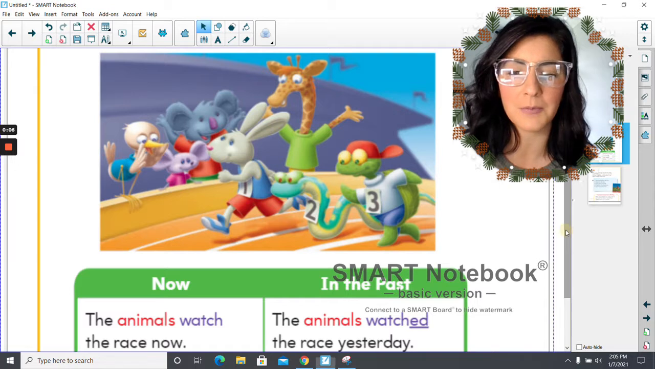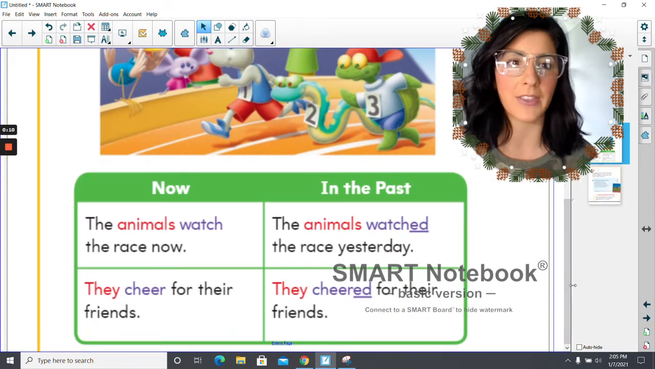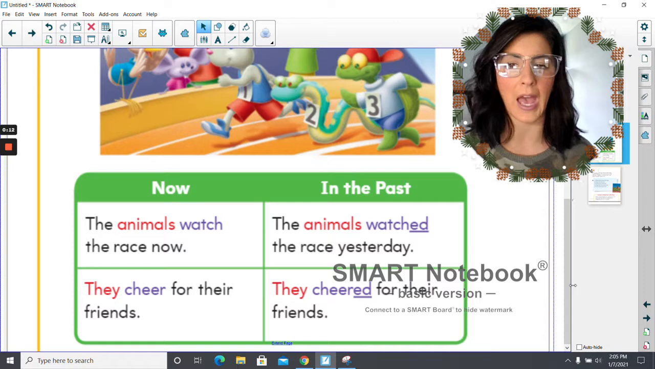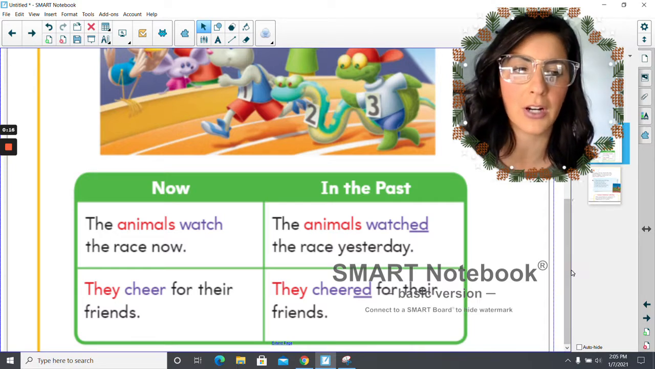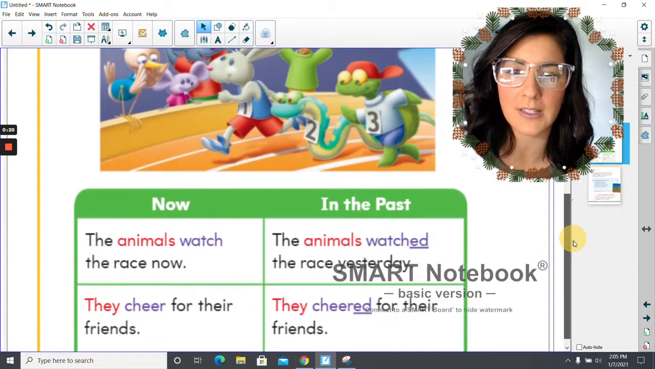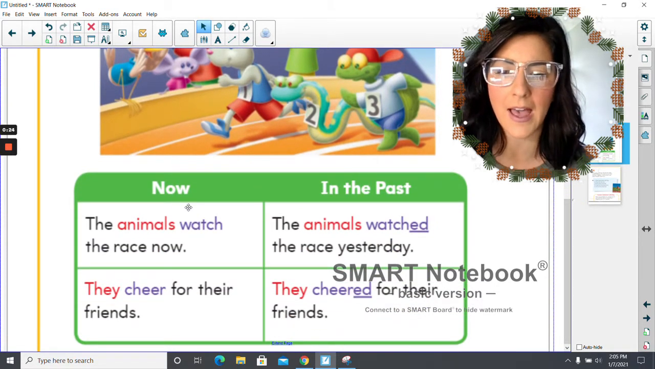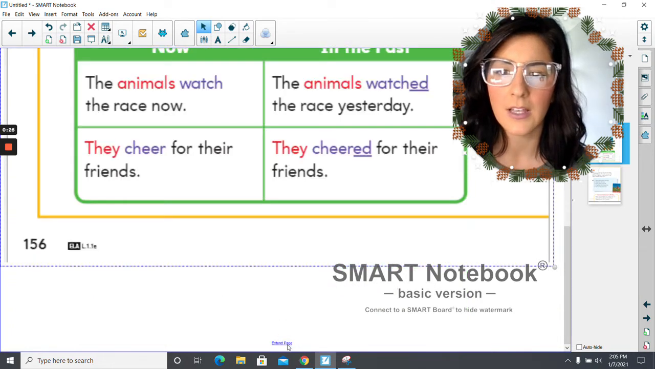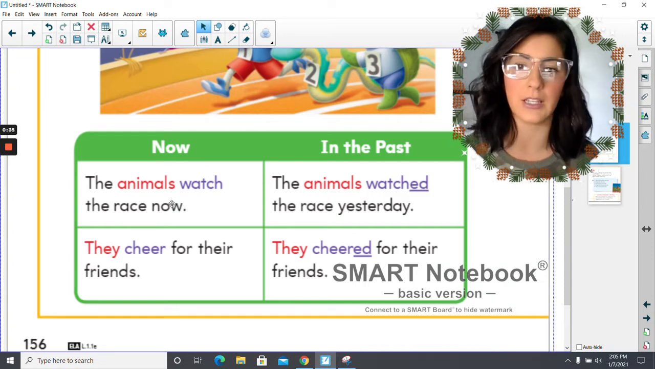Today we are going to be talking about the past tense, talking about things that have already happened in the past. So for example, if we take a look at this picture of the big race, the animals racing. And if we look at this chart right here, it has now and in the past. So if I look under the now, it says now the animals watch the race now. That means they're doing it currently.